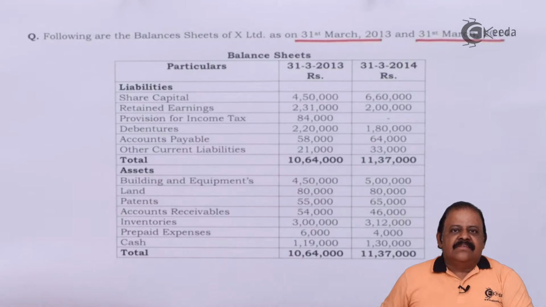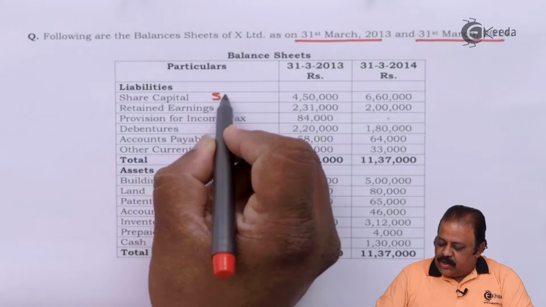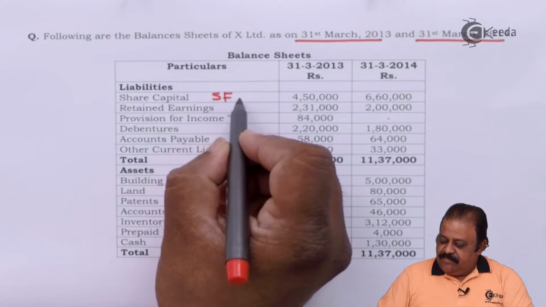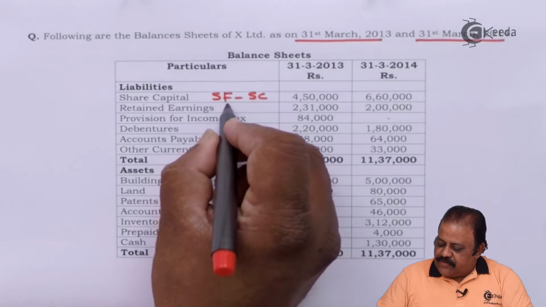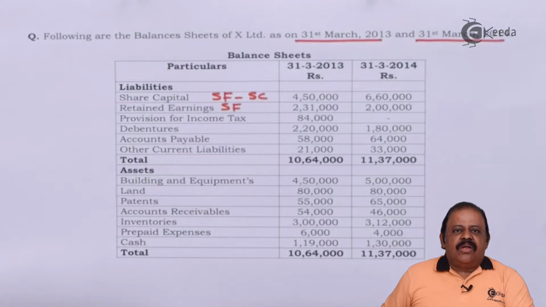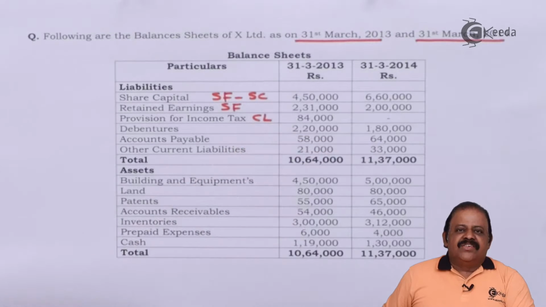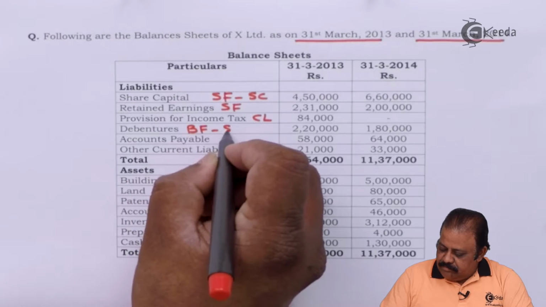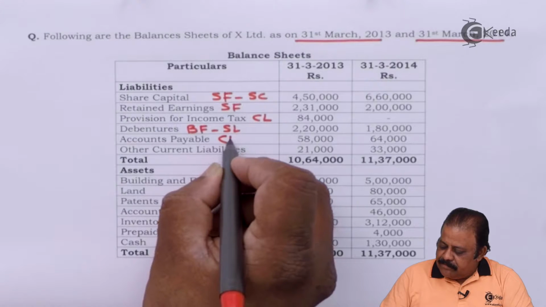Particulars, let us mark these for vertical arrangement. Share capital will be part of shareholders fund. Retained earnings means reserves and surplus, which will also be part of shareholders fund. Provision for income tax is current liabilities and provisions. Debentures are secured loan, borrowed fund. Accounts payable is trade creditors and bills payable, current liabilities. Other current liabilities.